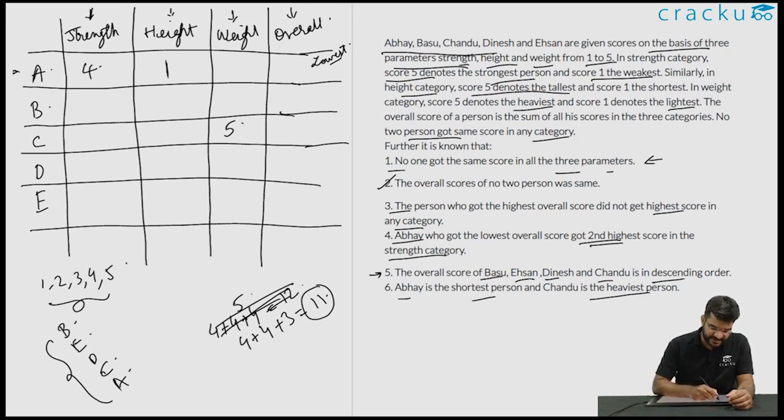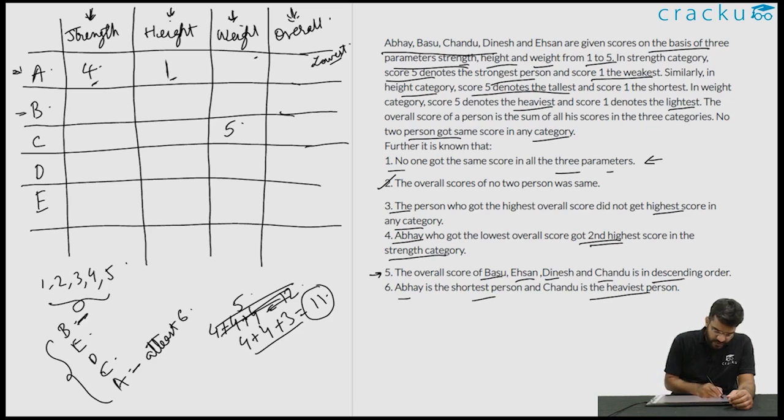That is that their scores in each of the columns are unique. Even in the overall score, the scores are unique. And we know that none of them scored the same score across all the three parameters. Now if you are looking at the score of Abhay, Abhay already scored 4 plus 1, that is 5. And in weight he would have scored at least 1. So the total score of Abhay, who is the least, is at least 6.